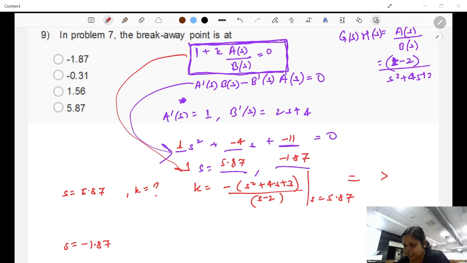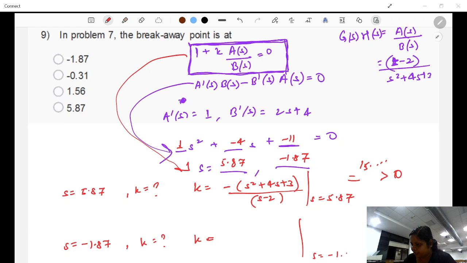Whatever you get, it would be something greater than 0. It would be 15 point something, but it would be greater than 0. Similarly, when you do for this case also, k is equal to what, and you find out k for s is equal to minus 1.87, here also you'll find that you'll get something greater than 0. That means these two points are something, either a break-in point or a breakaway point, because the values for both of them are greater than 0.